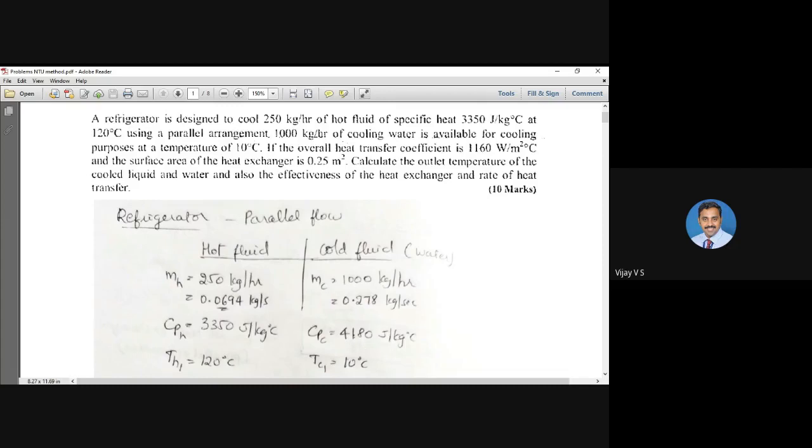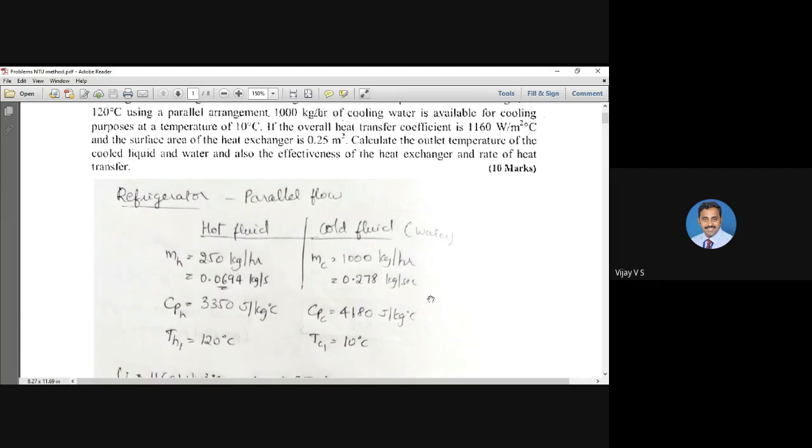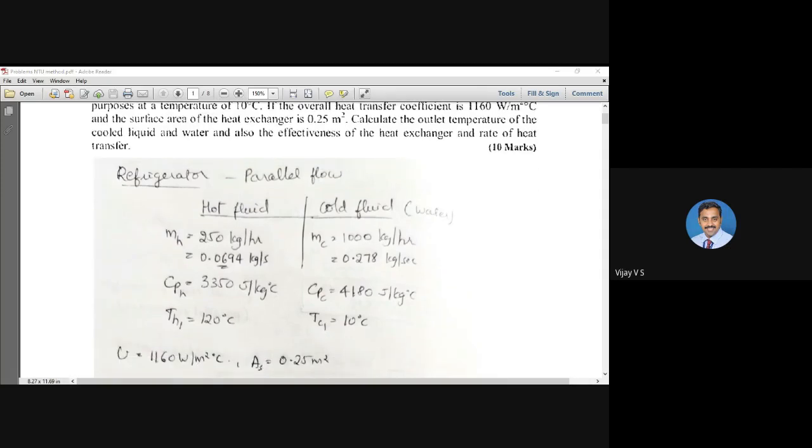Hello? Can anyone tell the answer? Specific heat of water. What is the specific heat of water? 4.187. 4.187 kilojoules per kg degree centigrade. Correct, 4.18 kilojoules per kg degree centigrade.